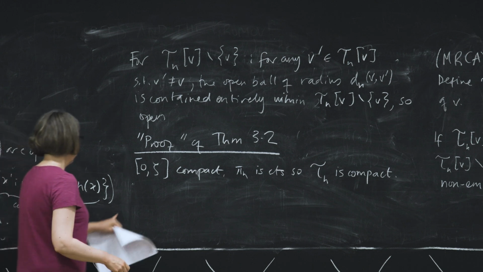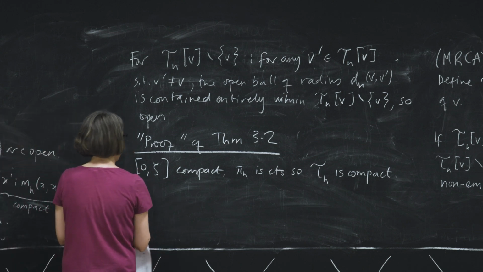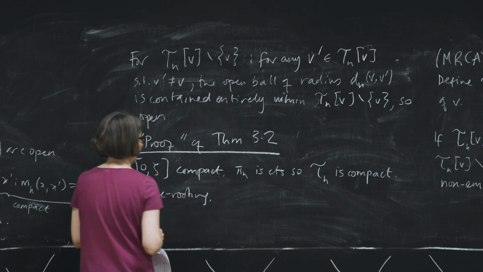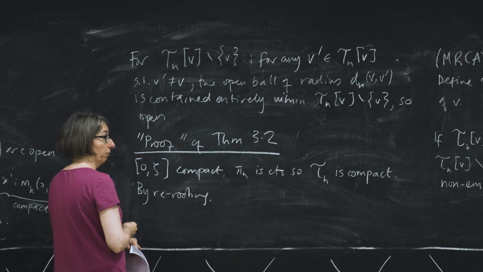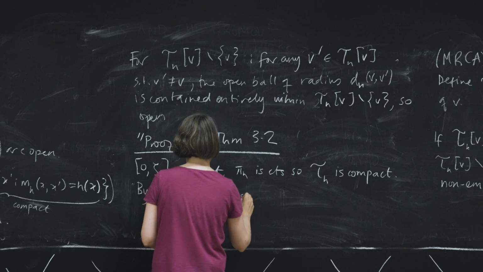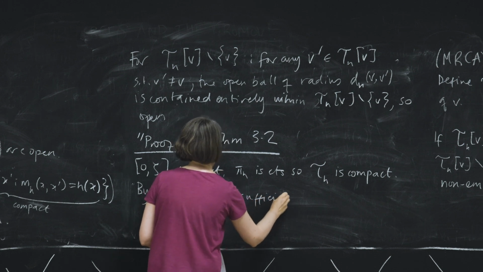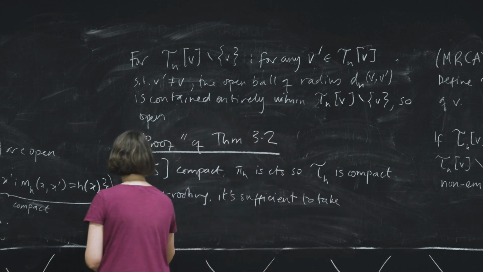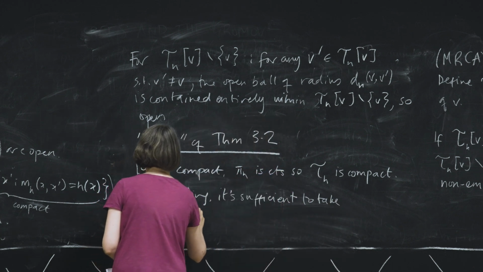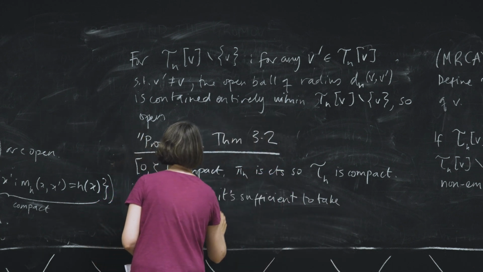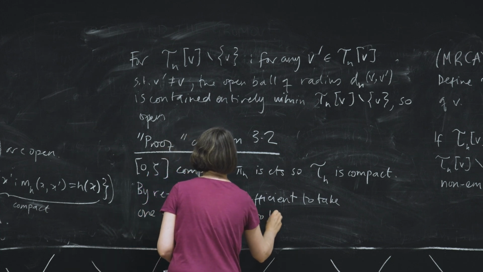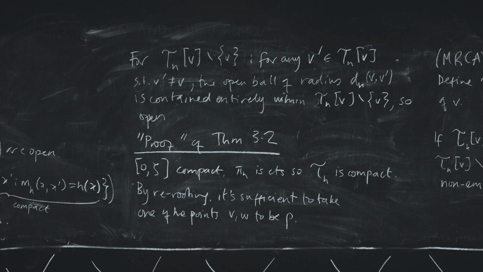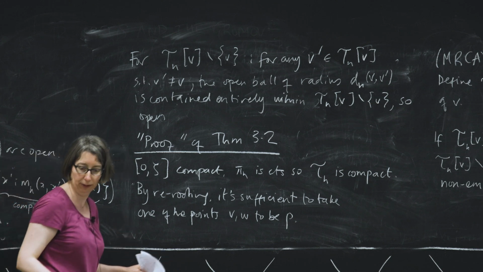Okay, so my claim is that by the rerouting lemma that I didn't really state, it's sufficient for me to take one of my points equal to the root. So let's take it to be W because I prefer the letter V.